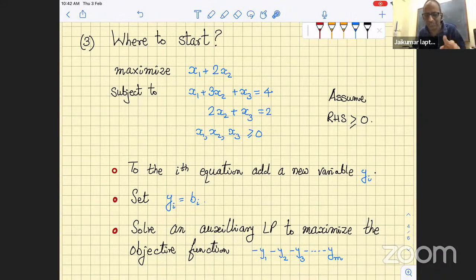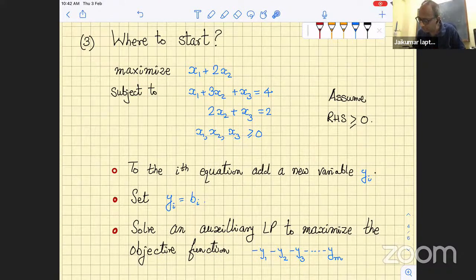So I did not say it completely, and thanks. So this auxiliary LP will allow us to do both. It will either tell us, here is your basic feasible solution, please go ahead and solve your original LP starting with this, or it is going to say, sorry, there is no feasible solution to your original LP. That is what this auxiliary LP will do for us.